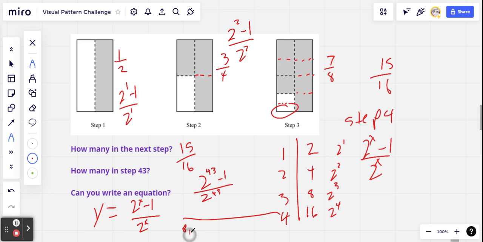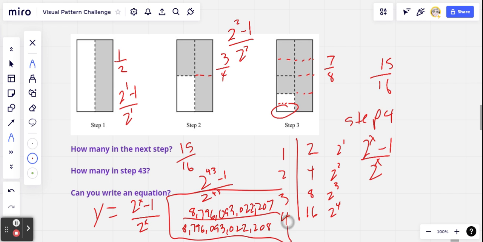So on the bottom, 8,796,000,000,000,093,022,208. So that's what I got for 2 to the 43rd. And then, of course, 2 to the 43rd minus 1 is just 8,796,000,000,000,093,022,207. So that is the fraction of the shaded area.